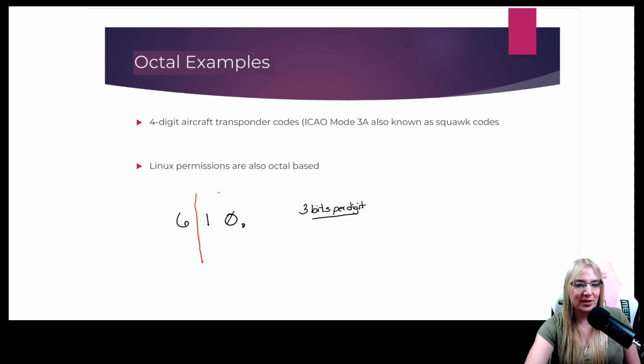Like this, something like this. And I'm just going to go like that right there. Okay, so now why do we have 3 bits per digit?